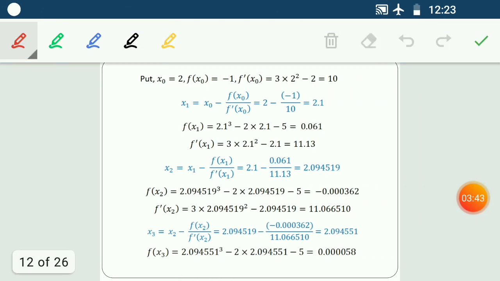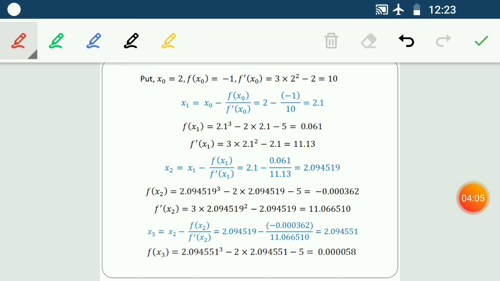See here in the same equation what we have seen for the Newton-Raphson method, the first iteration can be written like this. This is x1 equals x naught minus f of x naught divided by f dash x naught. So I have the value of x naught, I have the value of f of x naught and we can get the value of f dash x naught also.